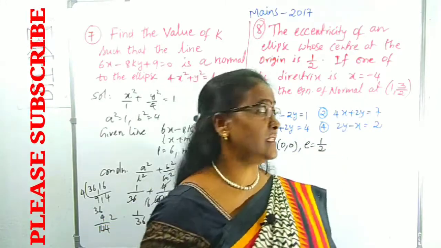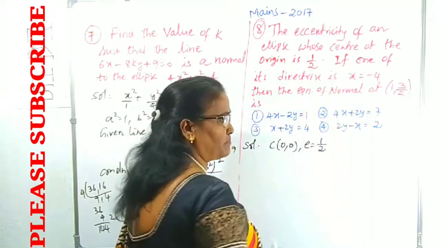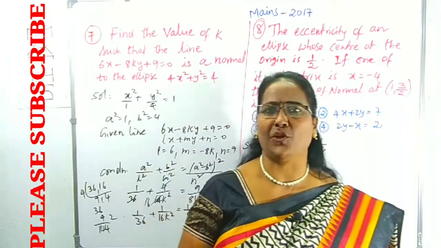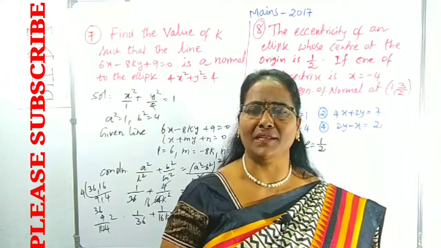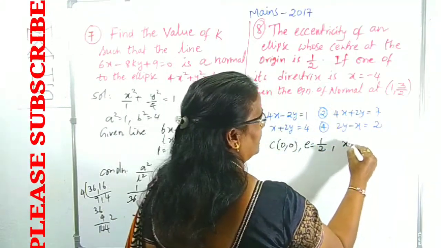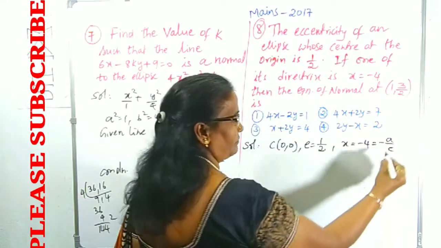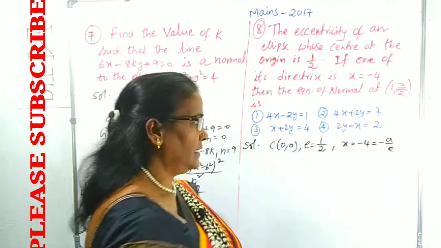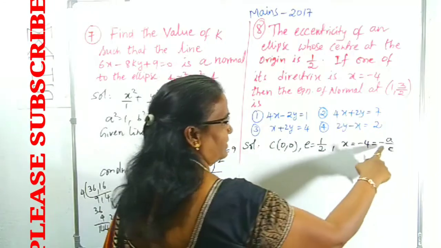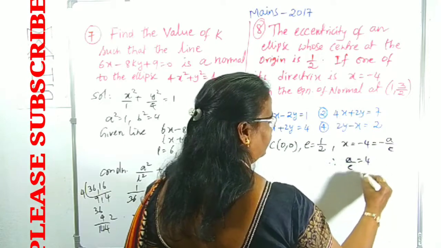That is the first sentence. What is the second sentence? If one of its directrices is x equals minus 4. You know the directrix equations are x equals plus or minus a by e. Here, given that it is negative means what? Indirectly x is minus 4 is given as minus a by e. So in place of minus a by e, minus 4, you can equate them. a by e is 4.